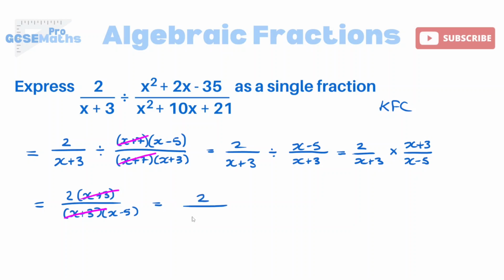So then I'm left with 2 at the top and then x minus 5 at the bottom. So not only is it a single fraction, but I've now simplified it as much as possible. There's nothing else I can do to simplify that. So that's my answer, 2 over x minus 5. So for these ones, don't stress about it. Just remember I need to do KFC and I also need to factorise. Those are the 2 things I need to do. Which order you do it in, that's completely up to you.